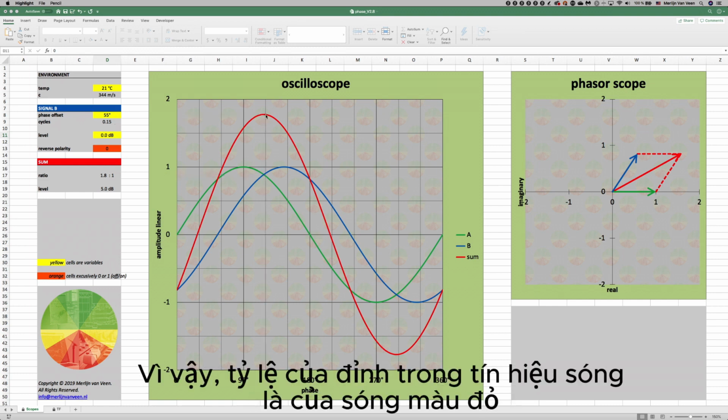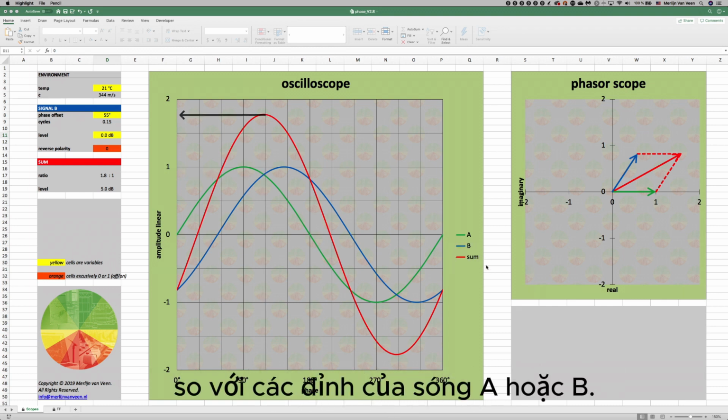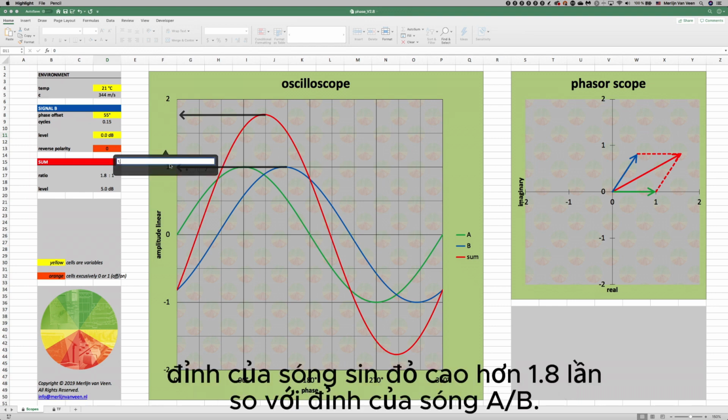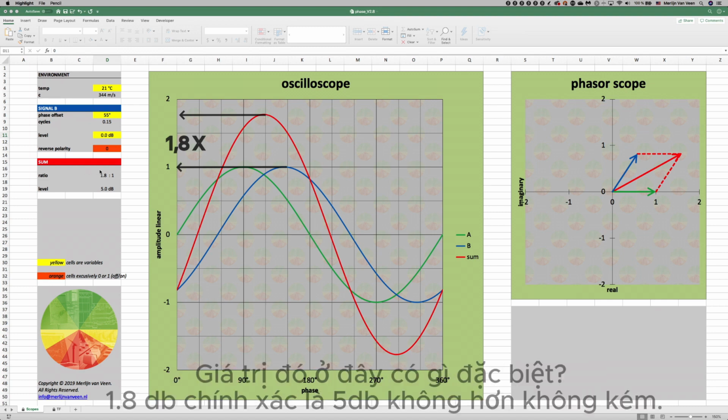So the ratio of the peak in the sum signal, which is our red waveform, with respect to the peaks of either A or B, is now a factor of 1.8, telling us that the peak of the red sine wave is 1.8 times taller than the peak of either A or B alone. And what is so special about that value? Well, 1.8 in decibels turns out to be exactly 5 decibels, no more, no less.